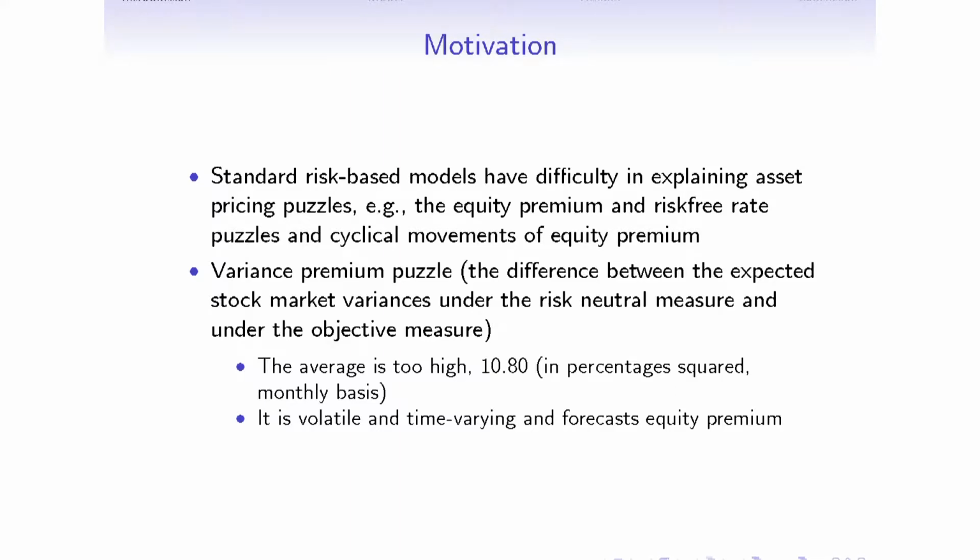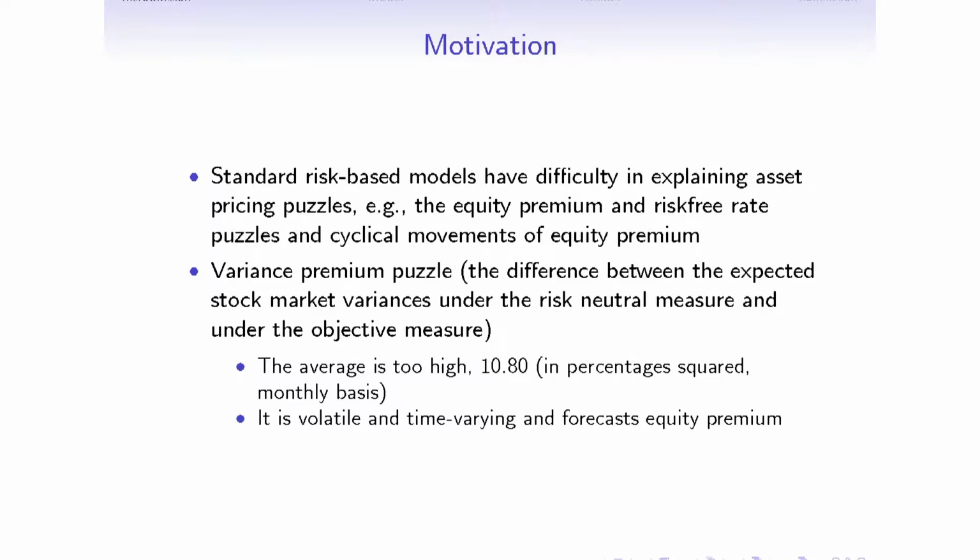This is another puzzle people don't pay much attention to. I call this the variance premium puzzle. By definition, the variance premium is the difference between the expected stock market variance under the risk-neutral measure and under the objective measure. There are at least two stylized facts about the variance premium. The first one is that the average variance premium is too high. In a standard model, the variance premium is close to zero. But in the data, it's about 10.8 percent squared, on a monthly basis. That's the first puzzle.